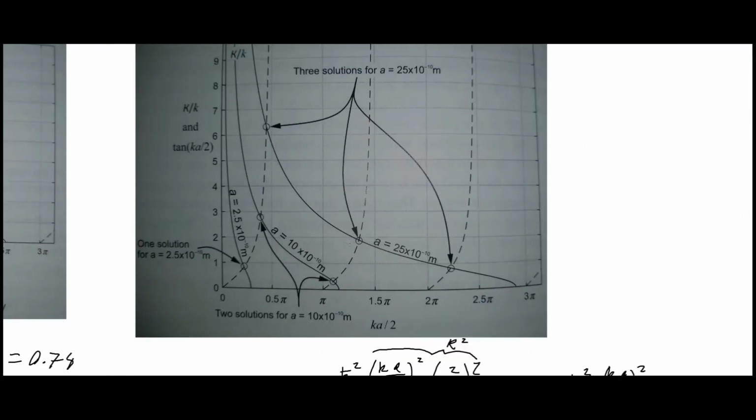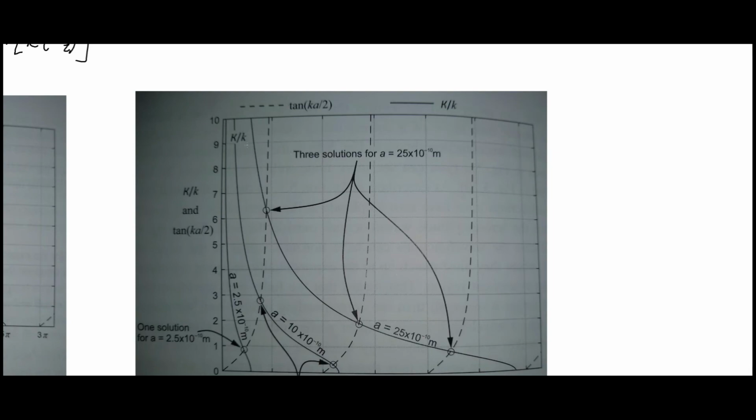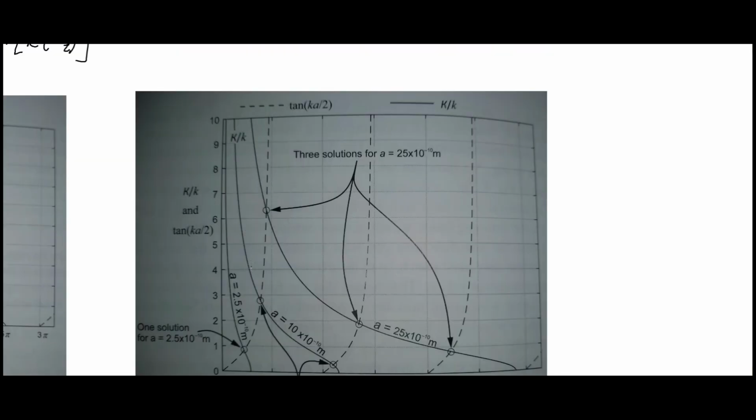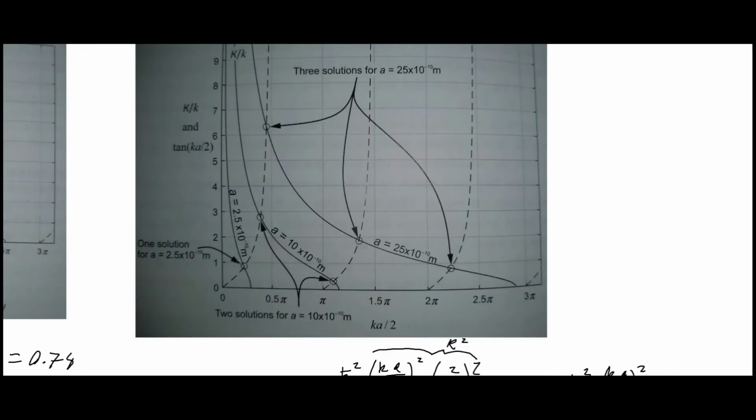And so this is the graph here where instead of varying K in the tangent, they're varying the a, which is the width of the well. So we see here, this is a at 2.5 times 10 to the negative 10 meters, and then a is 10 times 10 to the negative 10, and then 25 times 10 to the negative 10. So with K being held constant, but changing the a, changing the width of the well, we can still graph it that way and end up getting different solutions.